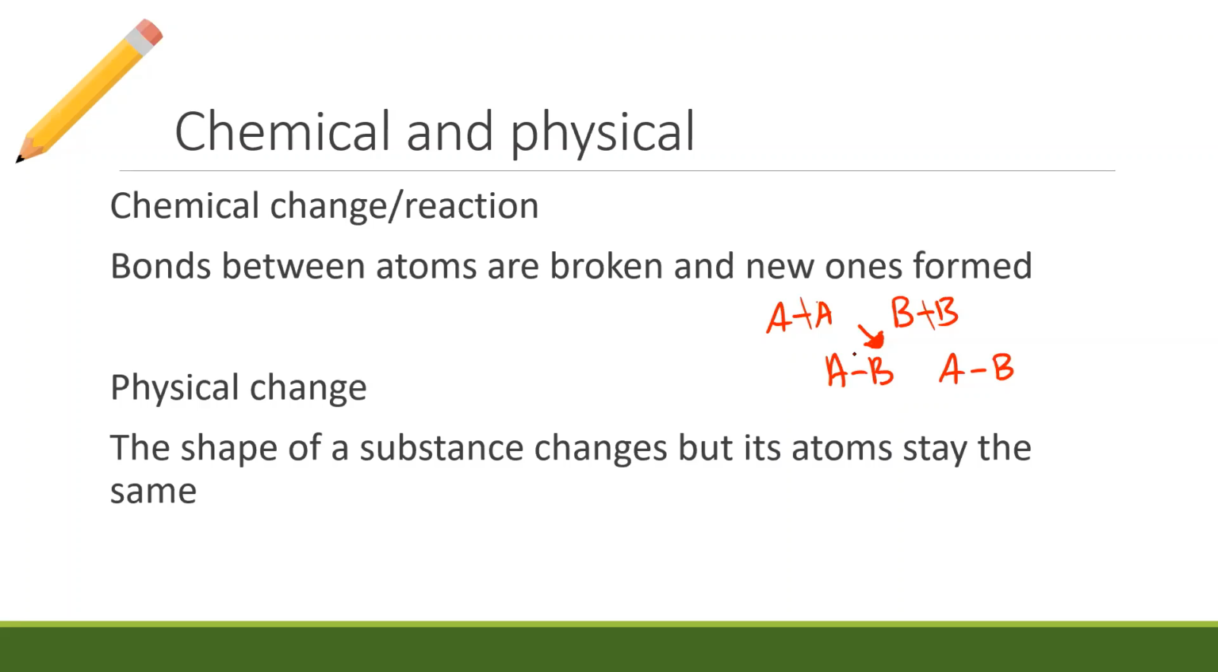Now, a physical change is when the shape of a substance changes, but its atoms stay the same. You might want to think about this as you might have an A bonded with an A, and you might do all this crazy stuff, but at the end you still get an A bonded with an A. That is a physical change. It may look different, but it's still just a physical change. Physical meaning like with your physical, as in touching or something, whereas a chemical is literally down to the atoms that are changed. So this is the difference between a chemical and a physical change.